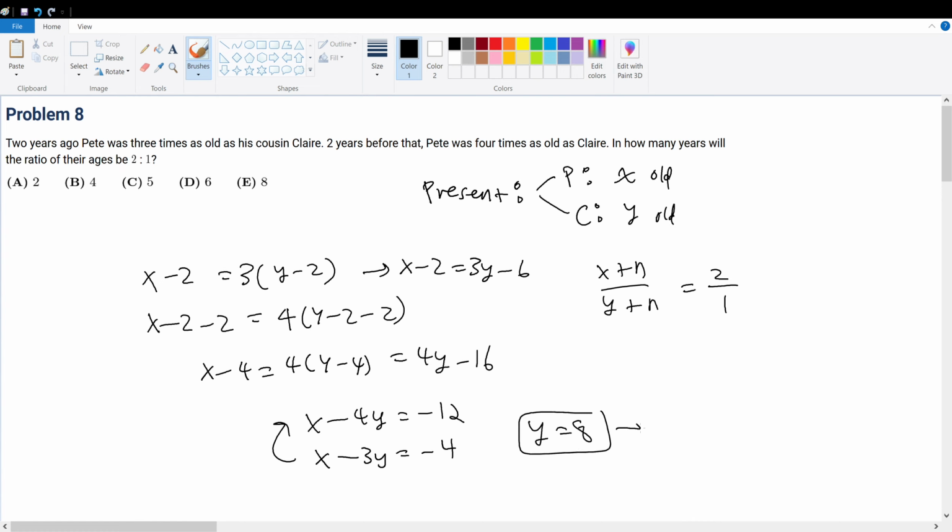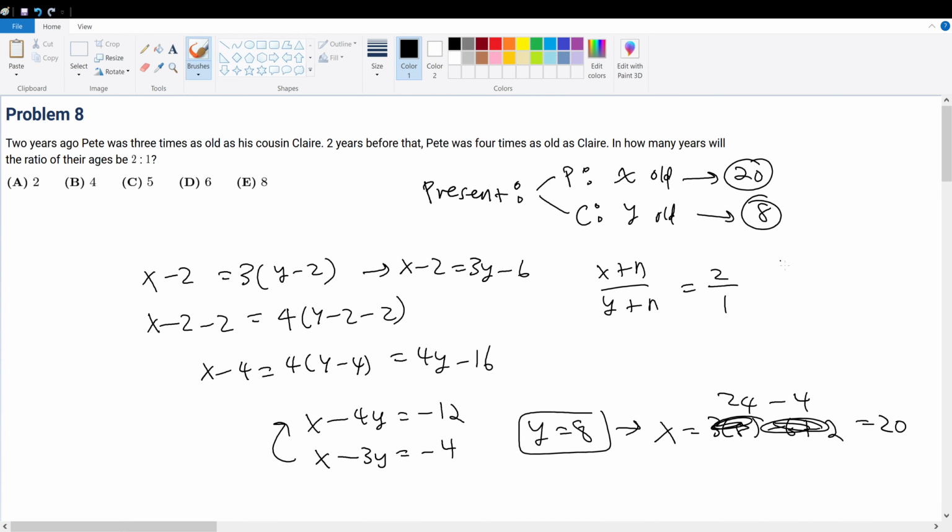If y is equal to 8, that means X is going to be equal to 3 times 8 minus 6 plus 2. So that's 24, and that is minus 4, so that's equal to 20. So that means at the present moment, X, or Pete rather, is going to be 20 years old, and Claire is going to be 8 years old.